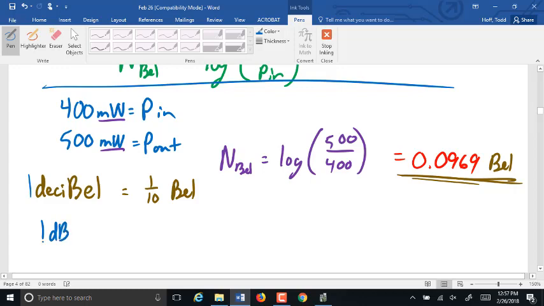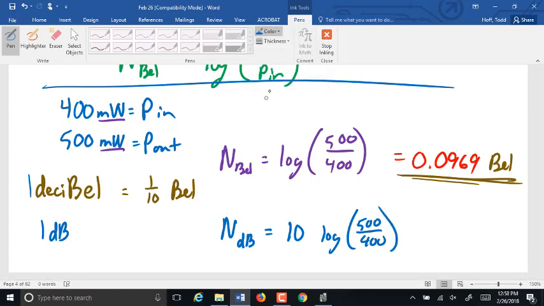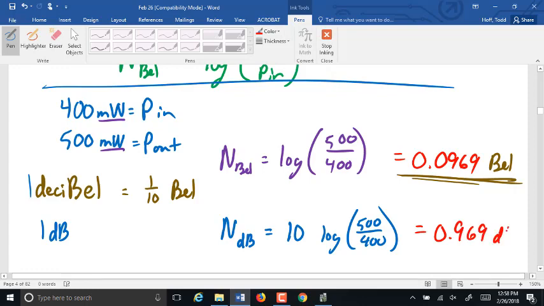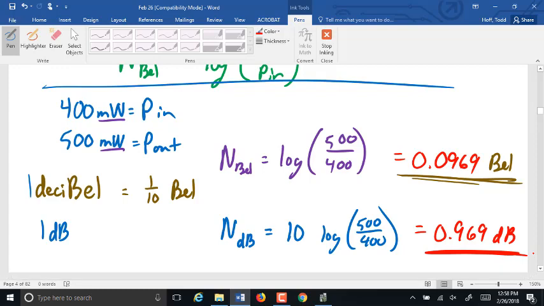So since a decibel is 1/10 of a bell, how many decibels are in a bell? 10, right? So that means the number of decibels is going to be 10 times the log of 500 over 400. So then this would make that a gain of 0.969 dB, decibels. So that's almost a 1 decibel gain. That's a little bit more reasonable unit to work with. It's not so insanely tiny, difficultly tiny to work with.